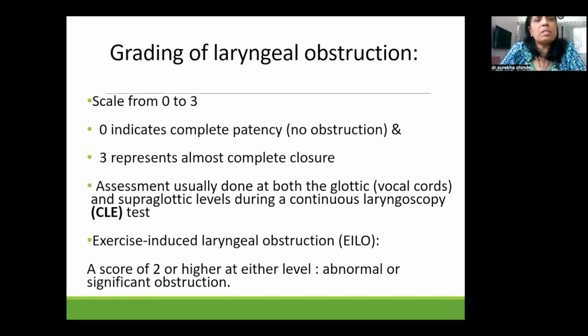0 says there is complete patency, no obstruction, we are happy. And 3 says almost complete closure of the glottis while the patient is exercising. So this, in a way, can diagnose exercise-induced laryngeal obstruction. And a score of 2 or higher means the patient definitely has abnormal or significant obstruction. This is just to complete the academic picture.